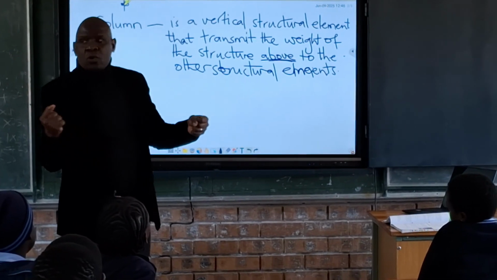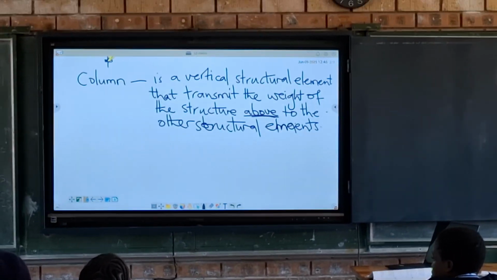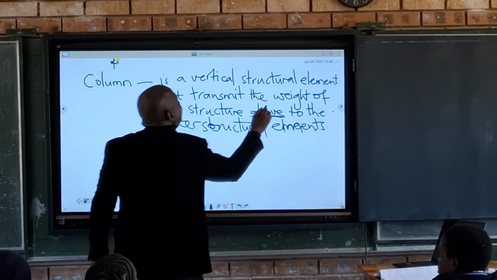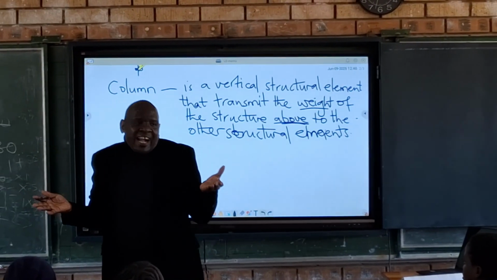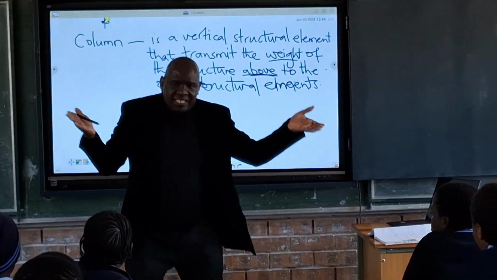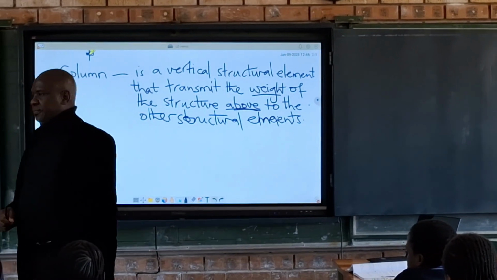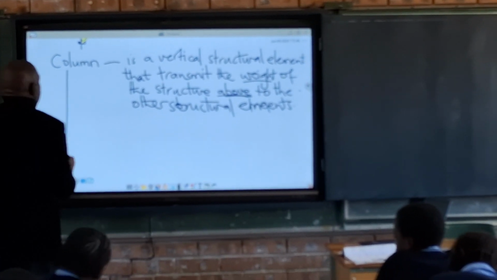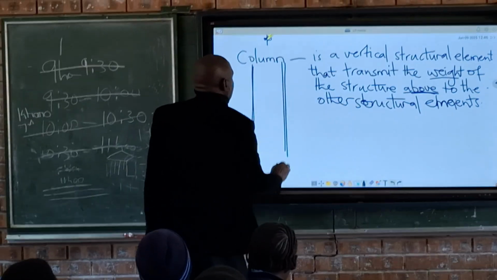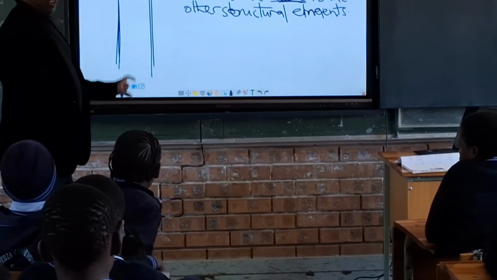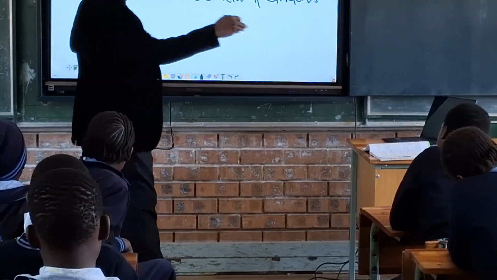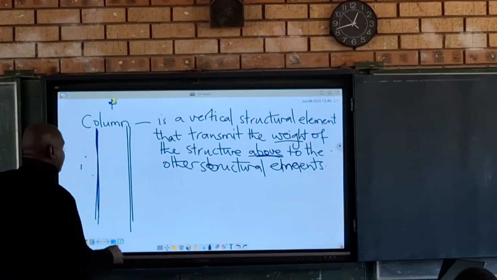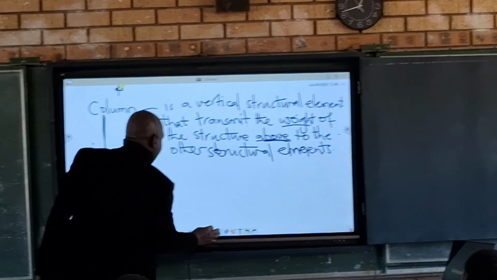Again, the column. What does it transmit? The weight. Are we together? Yes. The meaning? Column. The function is to transmit the weight to other structural elements of the structure. Now, let us pass on.